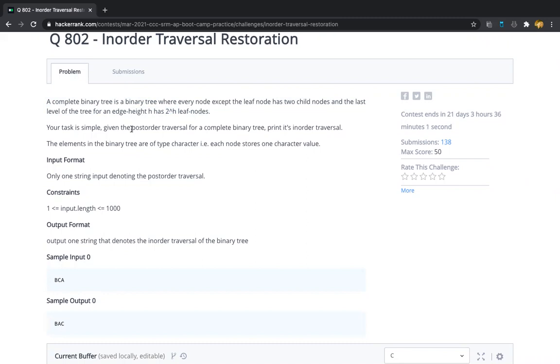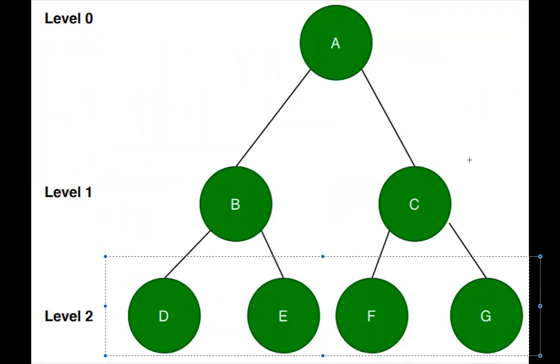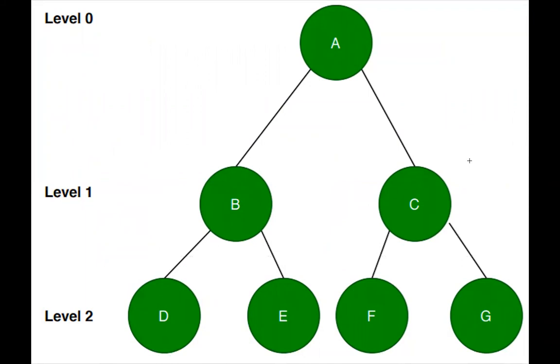It is given that we have to convert the post-order traversal of a complete binary tree to the in-order traversal of the complete binary tree. Now let us look at the visual view of the complete binary tree. It is one example consisting of nodes from A to G. Here, this is the left subtree and this is the right subtree of the complete binary tree. At level 2, it has all leaf nodes. Leaf node means it has no children at all.